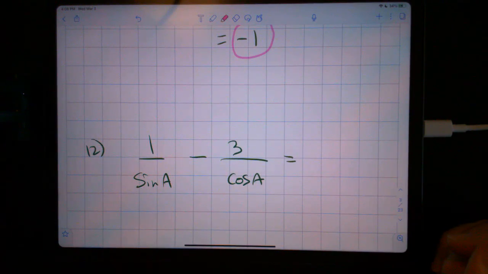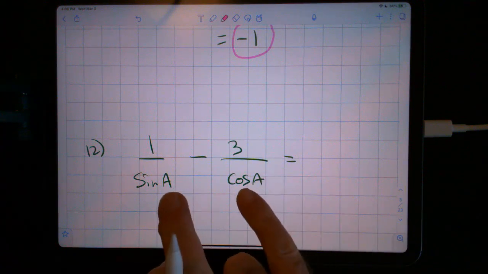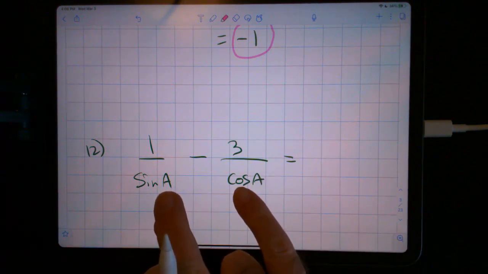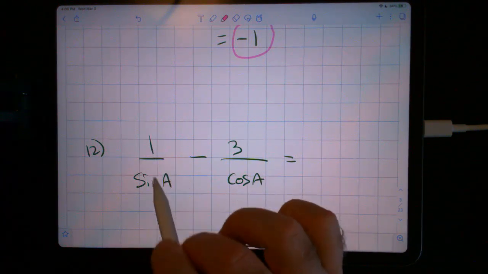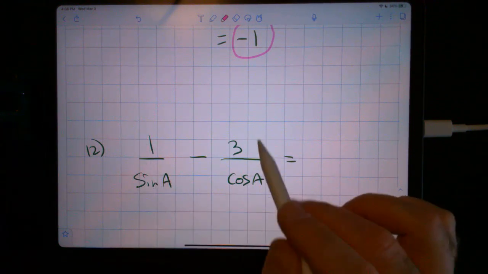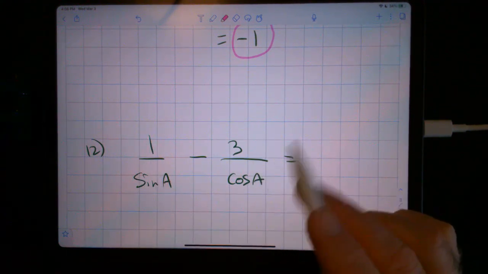1 over sine A minus 3 over cosine A. Okay. To add or subtract fractions, you need the same denominator. So this is missing a cosine A over cosine A. This one is missing a sine A over sine A.